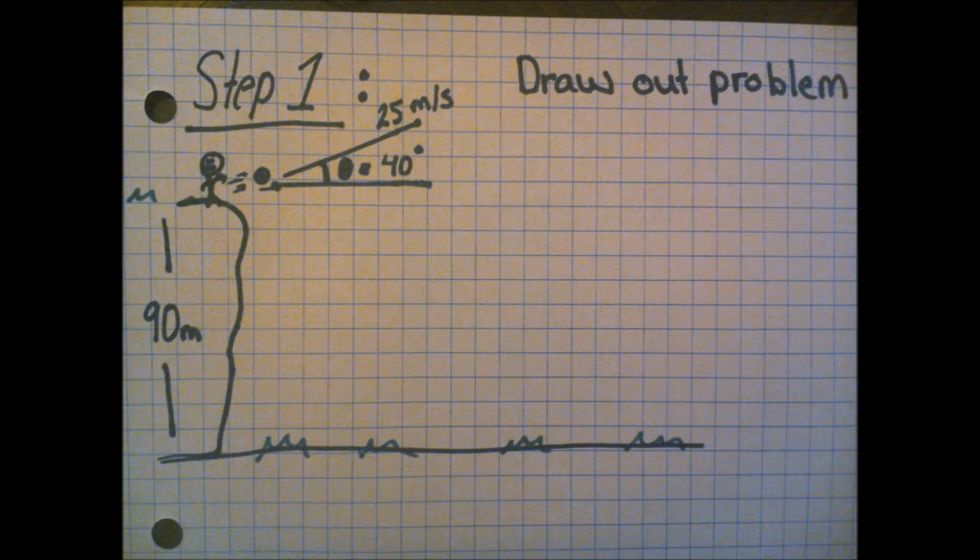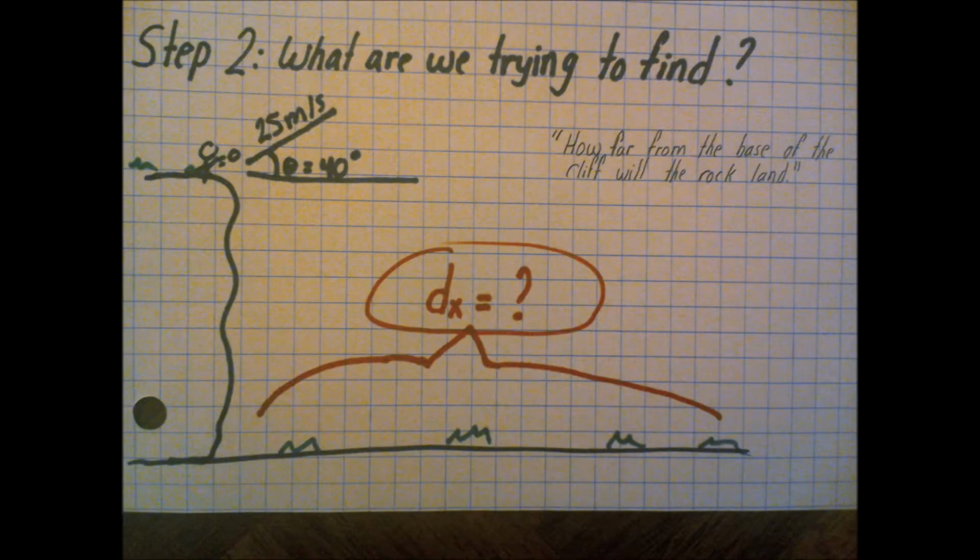And as you can see here, I drew out the man throwing the rock at a 40-degree angle with an initial velocity of 25 meters per second. Step two would be to figure out what we are trying to find. The problem states, how far from the base of the cliff will the rock land? So we are looking for the distance between the base of the cliff and how far the rock gets. We are calling this distance dx, and that is what we are going to solve for during this problem.